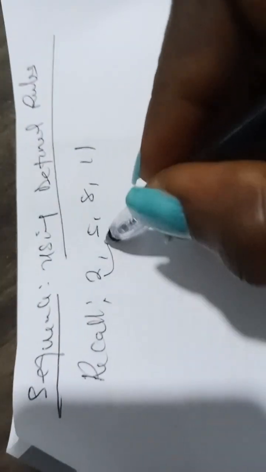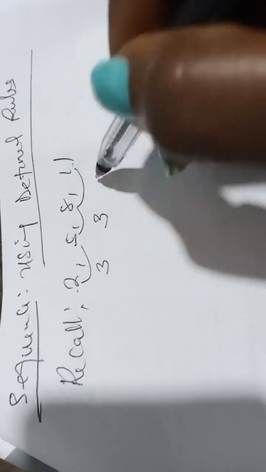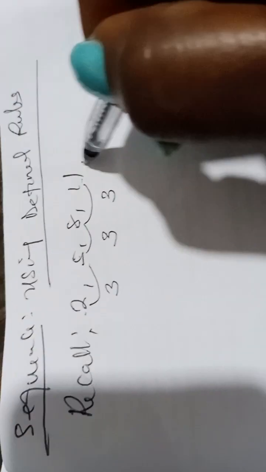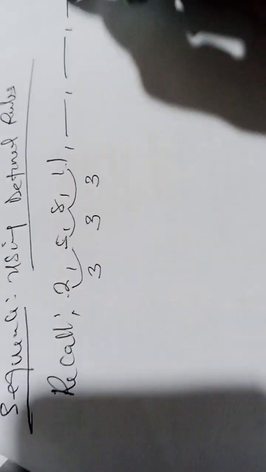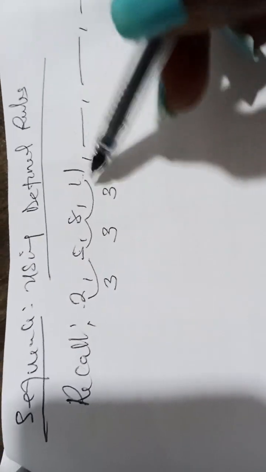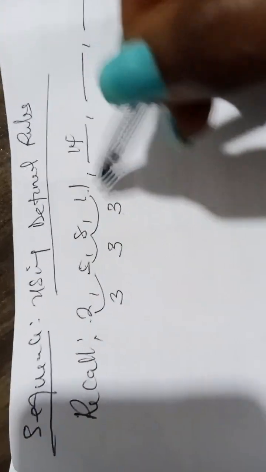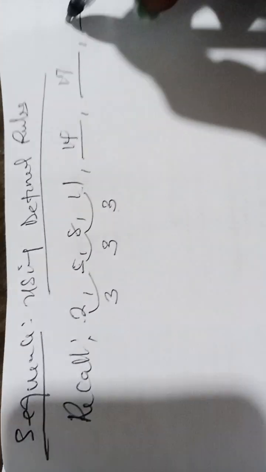So if I have something like this, we know that from what we did, 5 minus 2 will give us a difference of 3, 8 minus 5 gives us a difference of 3, 11 minus 8 gives us a difference of 3. So if we are asked to generate more numbers, it simply means adding 3 to the previous number to get the current. So 11 plus 3 gives us 14. 14 plus 3 gives us 17, 20, and the list continues.